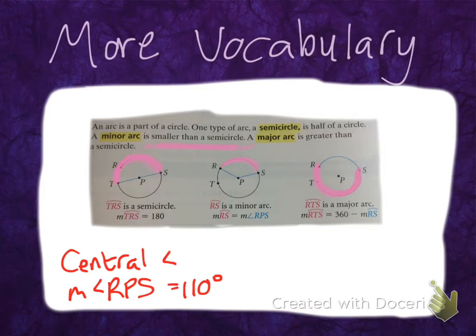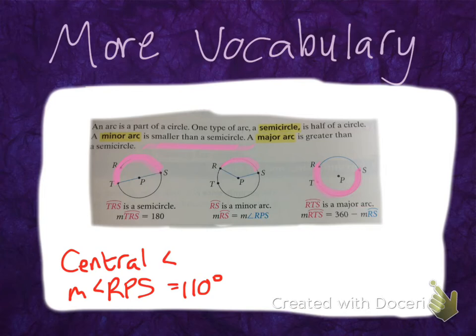Okay, so those are the three types of arcs that you can see. It's most common for us to be dealing with minor arcs. That's the most common one we're going to see. The next most common is the semicircle, and occasionally they'll ask you a question about the major arc.